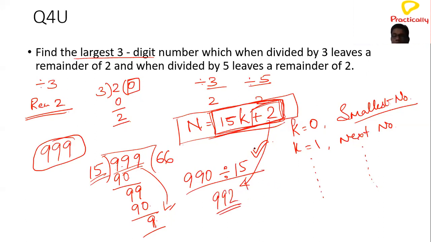This becomes my largest 3-digit number that is divisible by 3 and by 2, and by 5, and leaves me a remainder of 2. Are we all clear with this question?